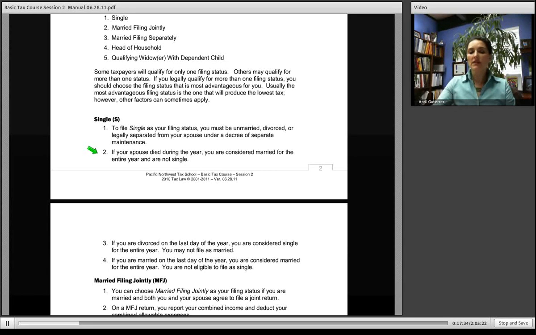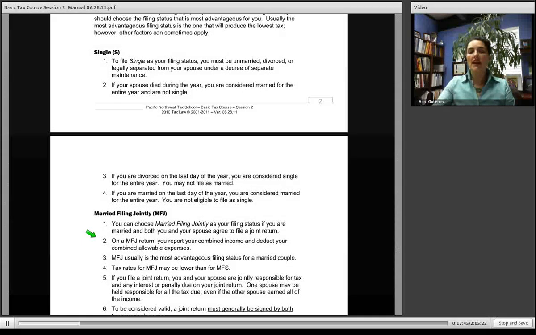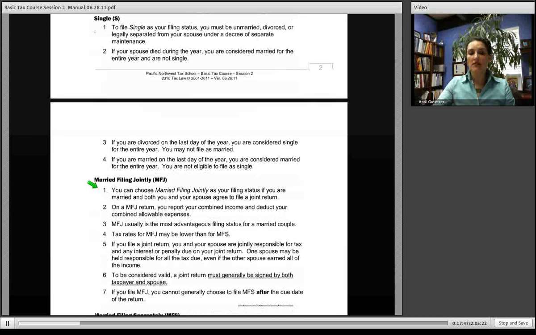If you are divorced on the last day of the year, you are considered single for the entire year and you may not file as married. If you are married on the last day of the year, you are considered married for the entire year and you cannot file as single.